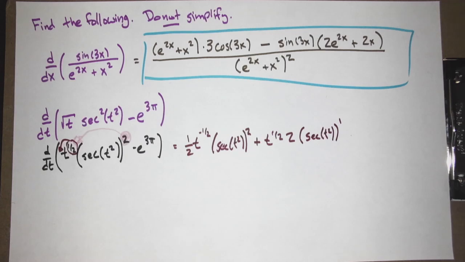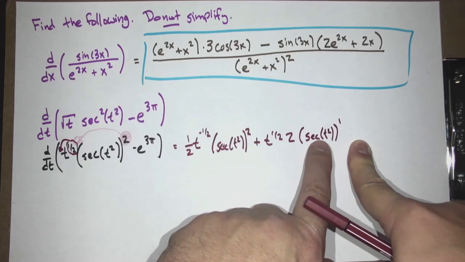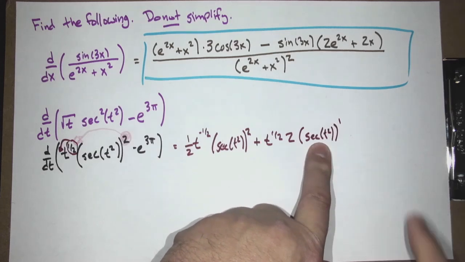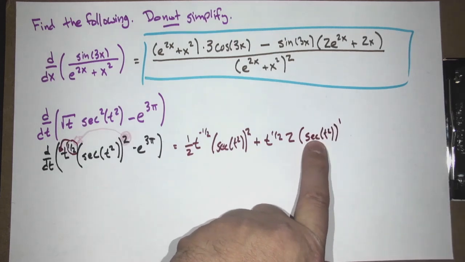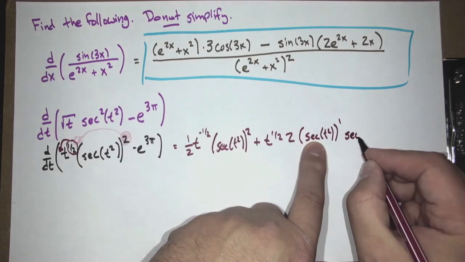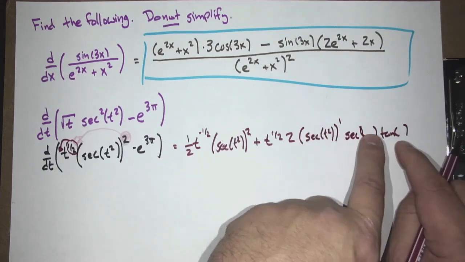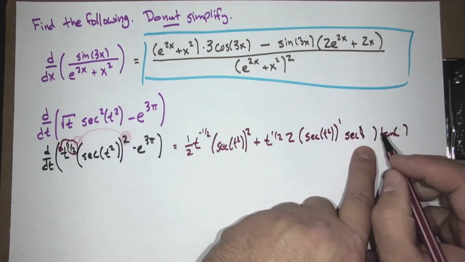Okay, now we're working our way through our layers. What's going to come next? We're going to take the derivative of this part, the derivative of secant t squared. Okay, so the outside function now is secant. What's the derivative of secant? Secant tangent. So secant tangent, what goes? T squared.